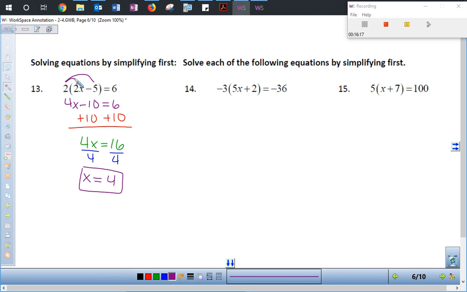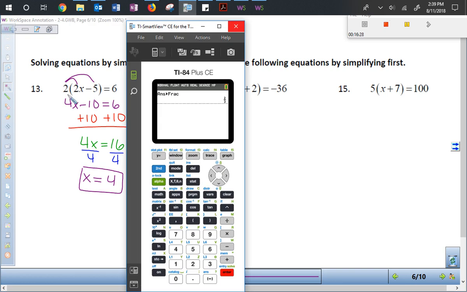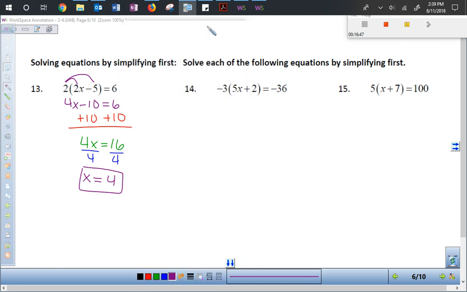Now when you check your answer, again, you need to substitute it into the original equation. So if I get out my calculator here, I want 2 times the quantity of 2 times 4 minus 5. So we'll say 2 times the quantity of 2 parentheses 4 minus 5, close your quantity. Now I should get an answer of 6. And I do. So always substitute it back into the original equation.